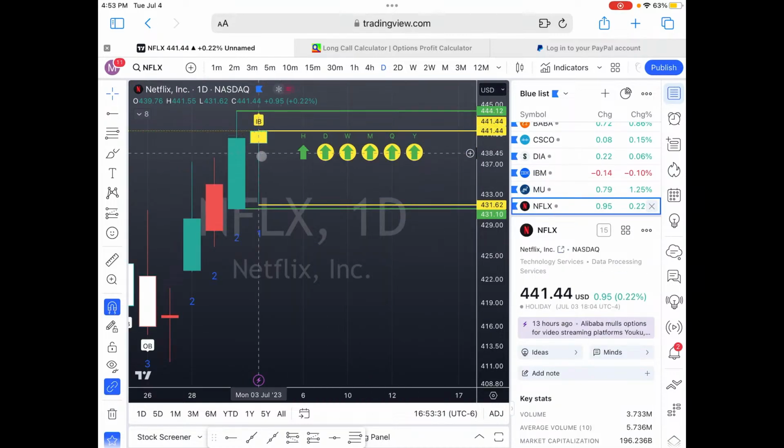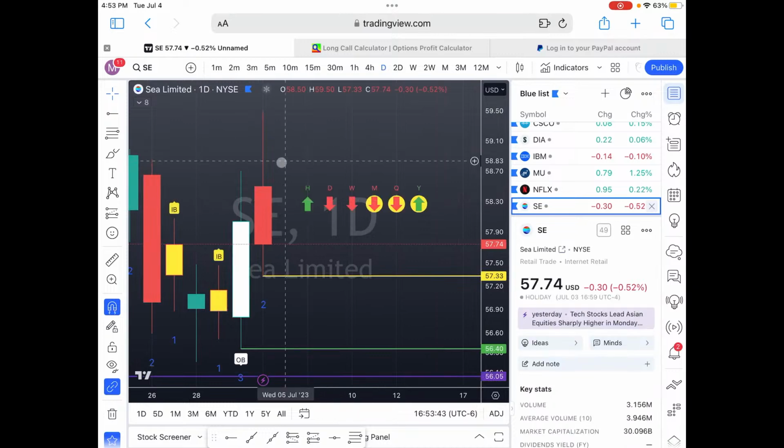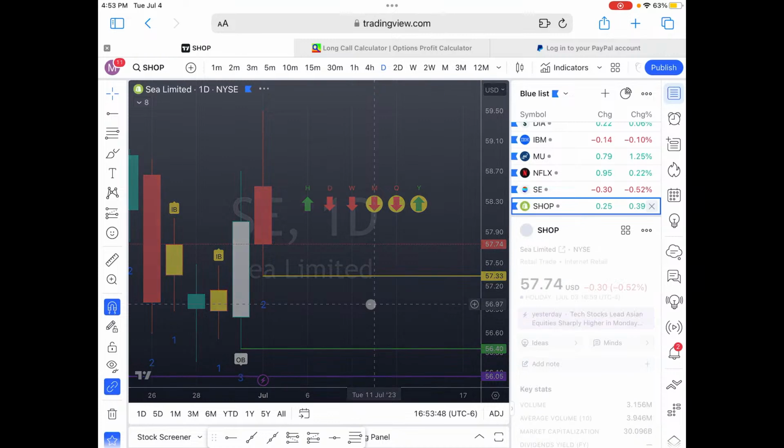Netflix, inside bar, hammer candle, 2 actionable signals. We can look for the calls at 441.44, puts at 431.62. We do have that time frame in our favor for the time being. SE, 2-up red, puts at 57.33. First target marked out for you guys.